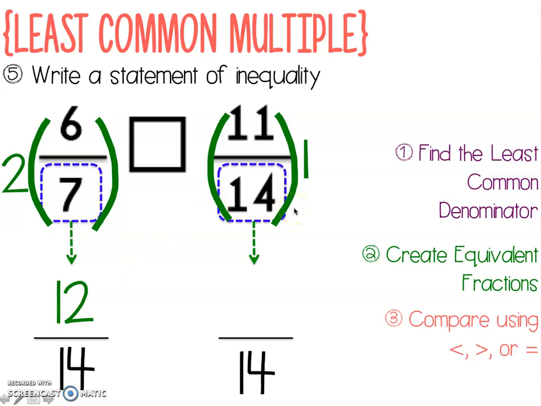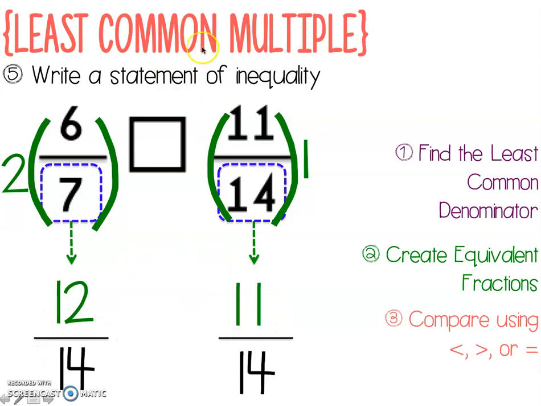Now, over here, we're going to take a look at our other fraction. We don't have to do a lot to get a denominator of 14 on this one because we already have it. So we're just going to say we're multiplying this entire fraction by 1. So 1 times 14 is 14. 1 times 11 is 11. Okay? So we have our equivalent fractions down here.